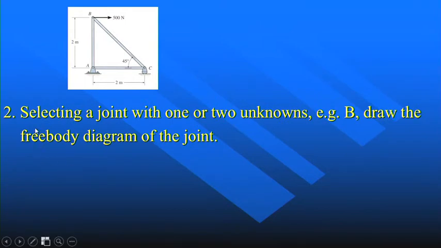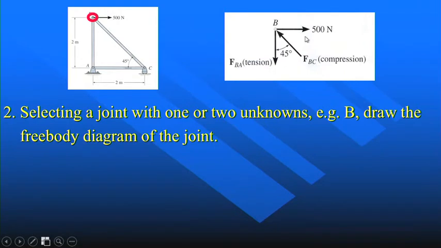Second step, selecting a joint with one or two unknowns, e.g. B. Draw the free body diagram of the joint. So now take B as the object of study. Draw free body diagram. It's like this.